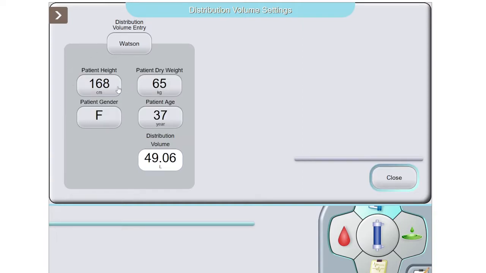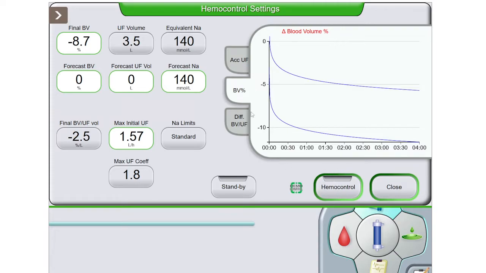You can see that we've got the patient's height, their dry weight, so not the patient's current weight, but their prescribed dry weight. You shouldn't be using HemoControl on patients where we don't know their dry weight at the time. So this is for our acutes or brand new starts. We want to figure out what their dry weight is before we start using HemoControl. Their gender, and then of course the patient age, and then it gives us our distribution volume, which HemoControl utilizes to make some adjustments.